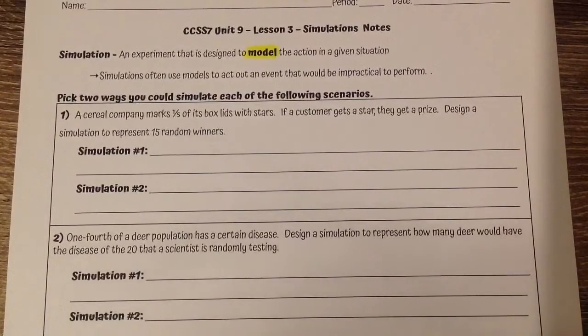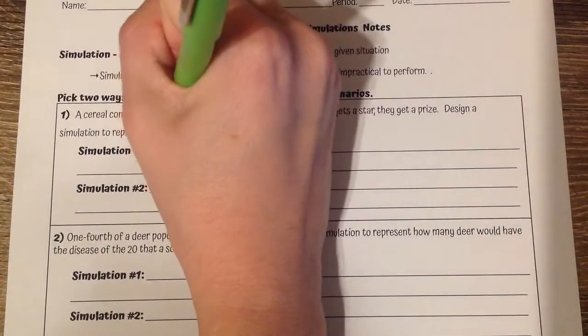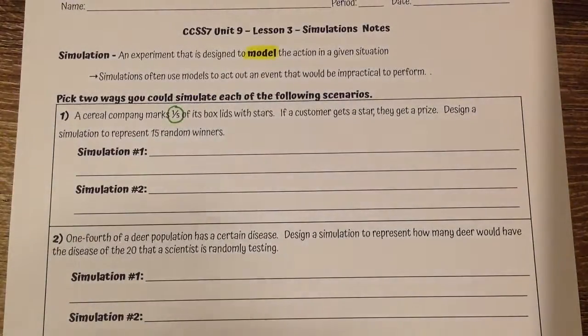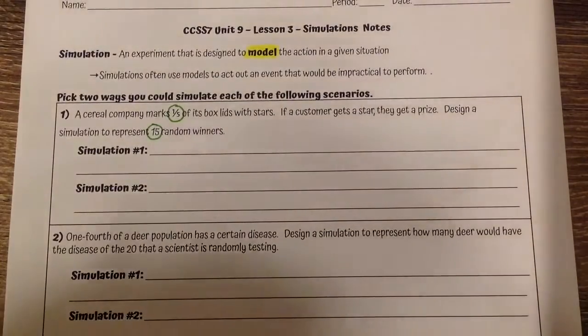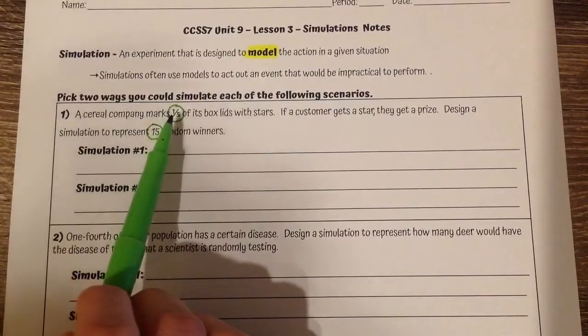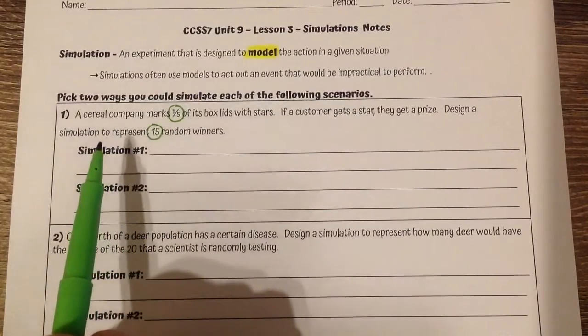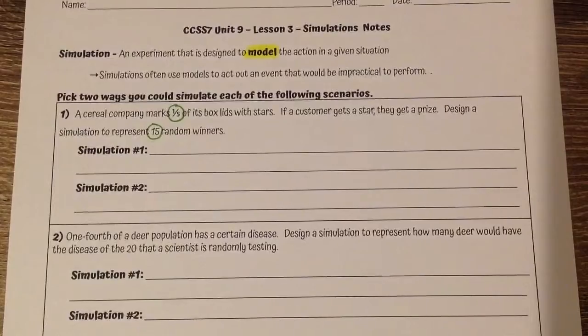So number 1. A cereal company marks 1/5 of its box lids with stars. If a customer gets a star, they get a prize. Design a simulation to represent 15 random winners. A couple things we're looking at here: 1 out of 5 box lids, and we're selecting 15 random winners. So we need to think about both of those things when making our simulation. Since we're marking 1 out of 5 box lids, we need some sort of simulation that gives the probability 1 out of 5.